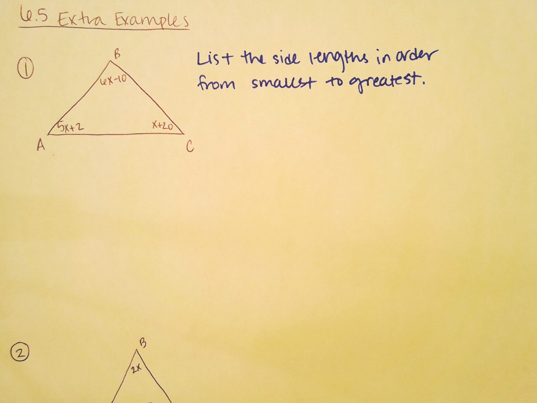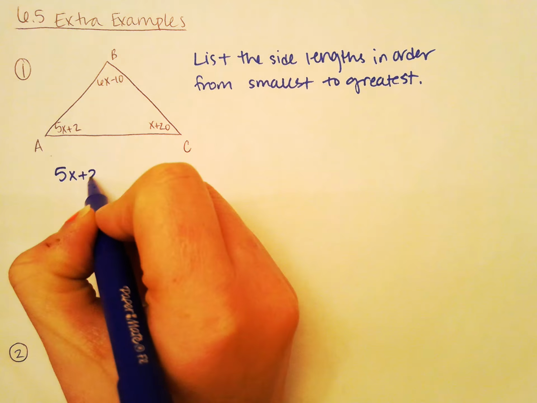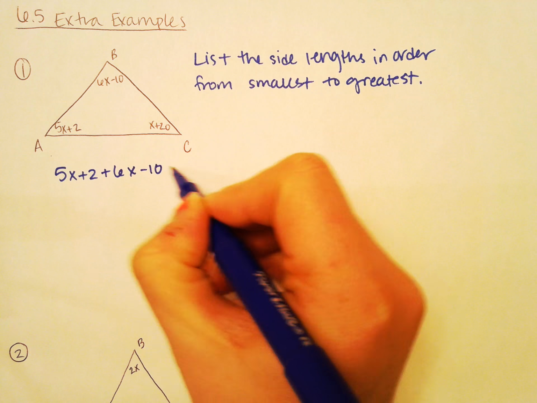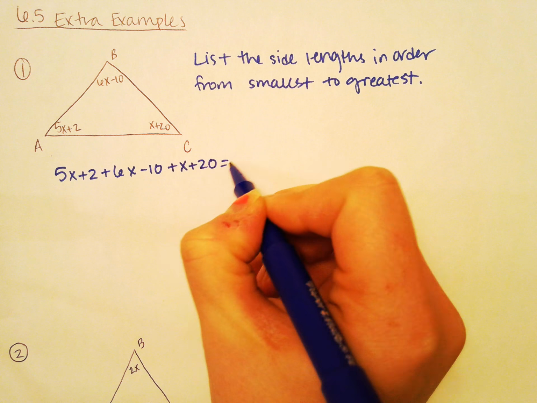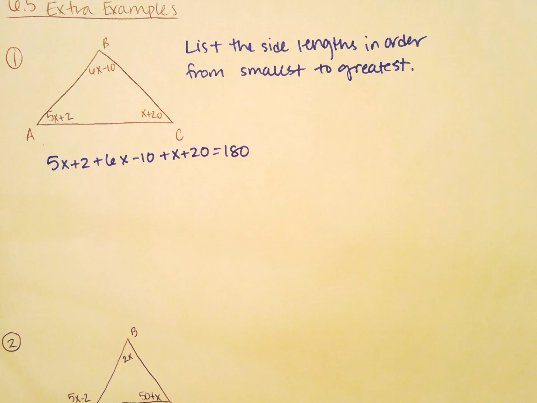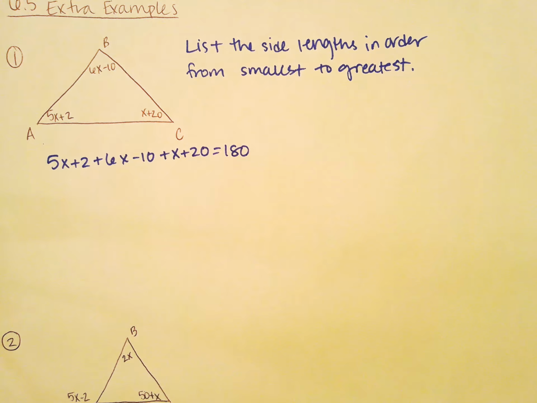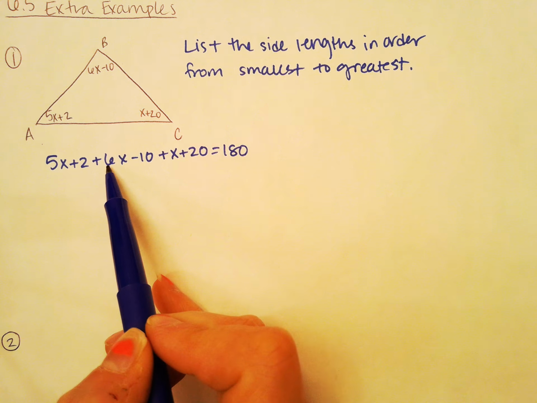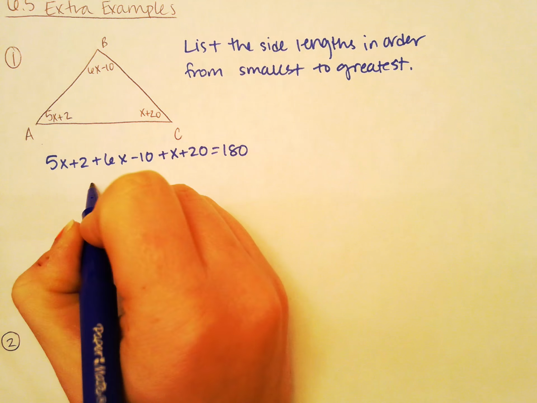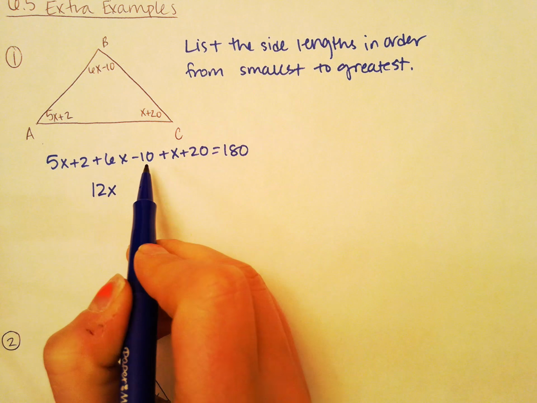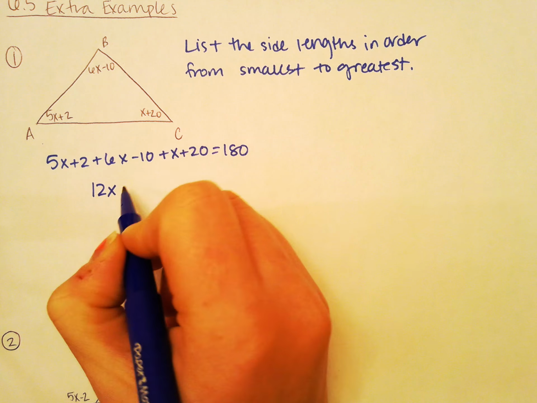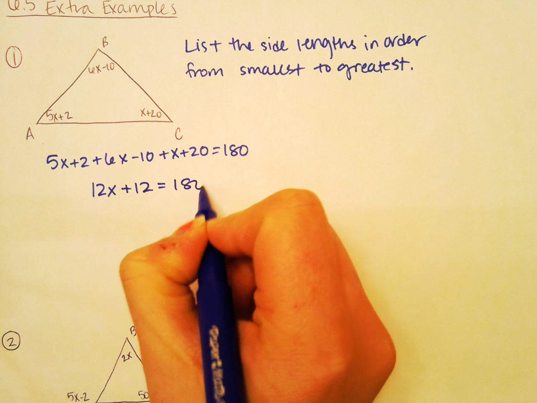Since I'm given all 3 angles of my triangle, I know that according to the triangle sum theorem, all 3 angles have to add up to 180 degrees. So that's what we're going to do first, add up all 3 of my angles to 180 and solve for x. Once I solve for x, I can plug it back into my angles and find out the measurements. So I have 5x plus 6x, which is 11x, plus 1x, which is 12x. I have 2 minus 10, which is negative 8, plus 20, which is positive 12. That equals 180.